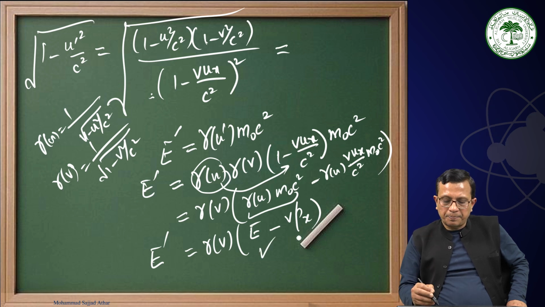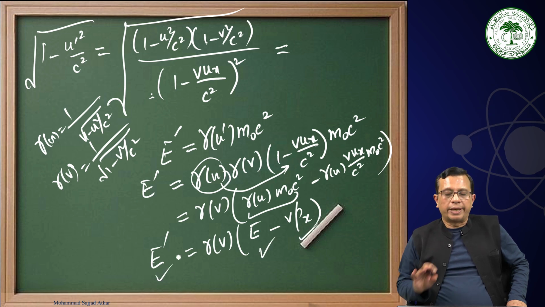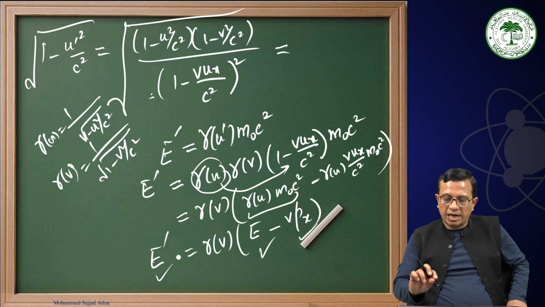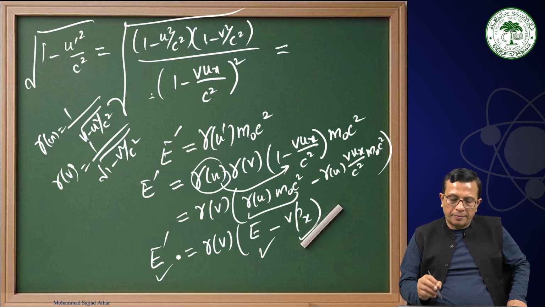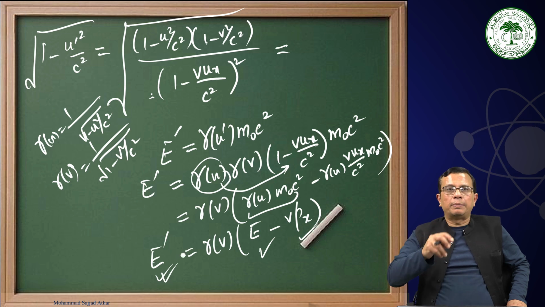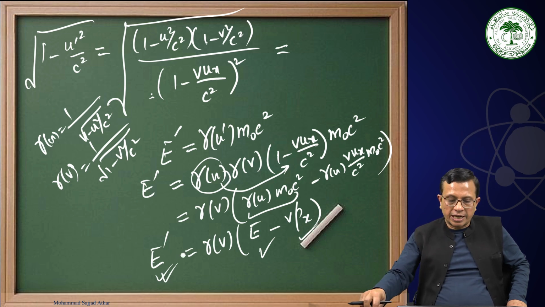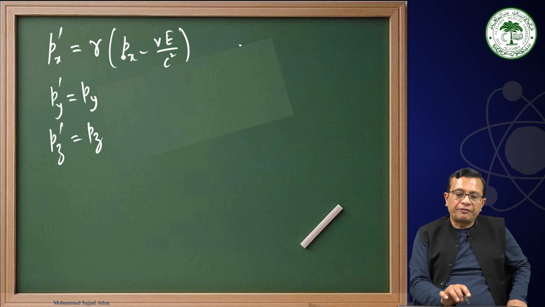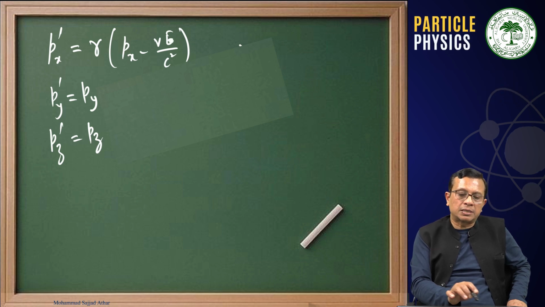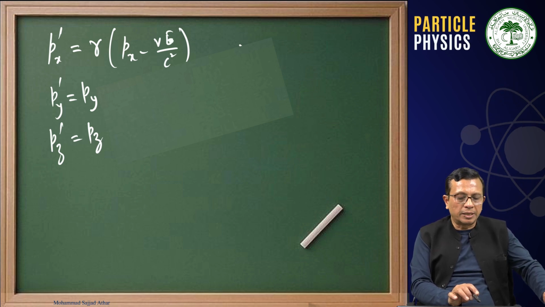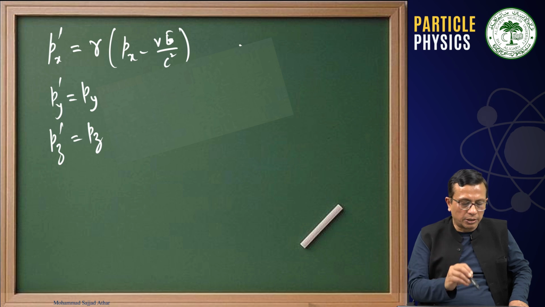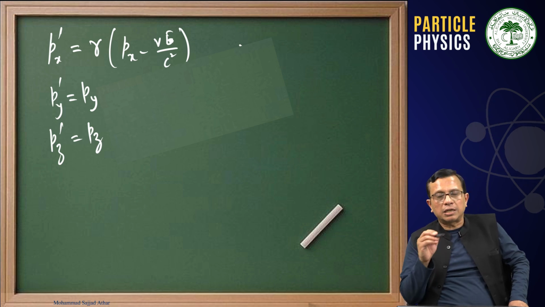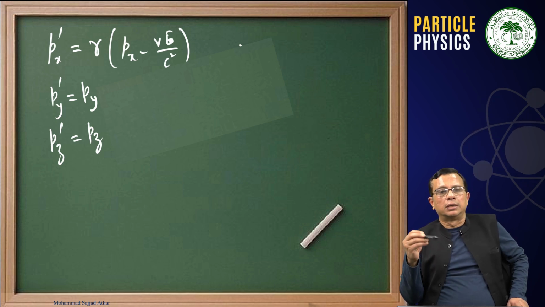You know E and px, you will be able to get E prime, that means energy and x component of momenta in frame S. You will be able to tell what will be the energy in frame S prime of that particle, or if you know the momentum and energy in frame S, you will be able to tell what will be the momenta of the particle in frame S prime. And not only for x component, similarly you can do it for the y component, as well as for the z component.